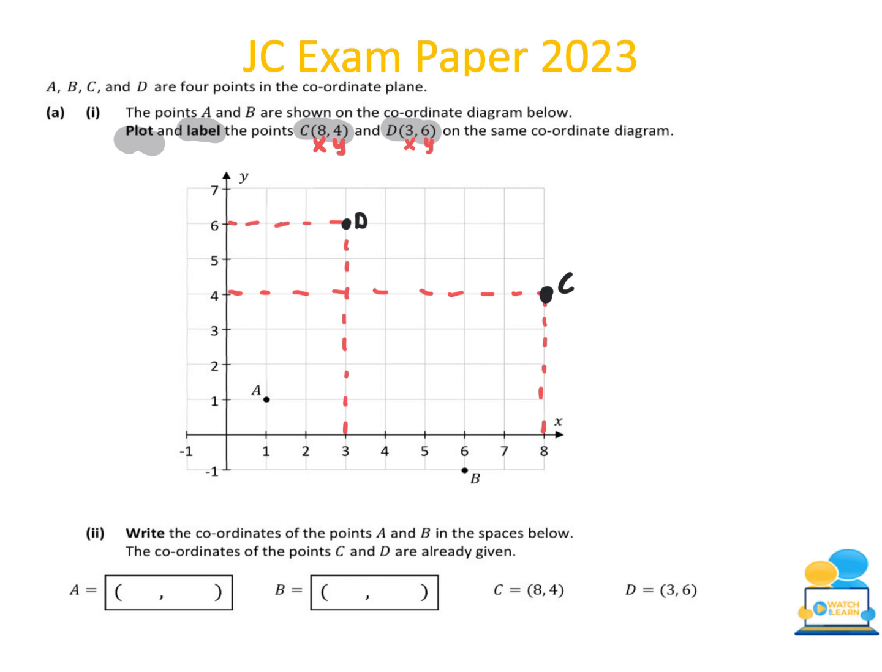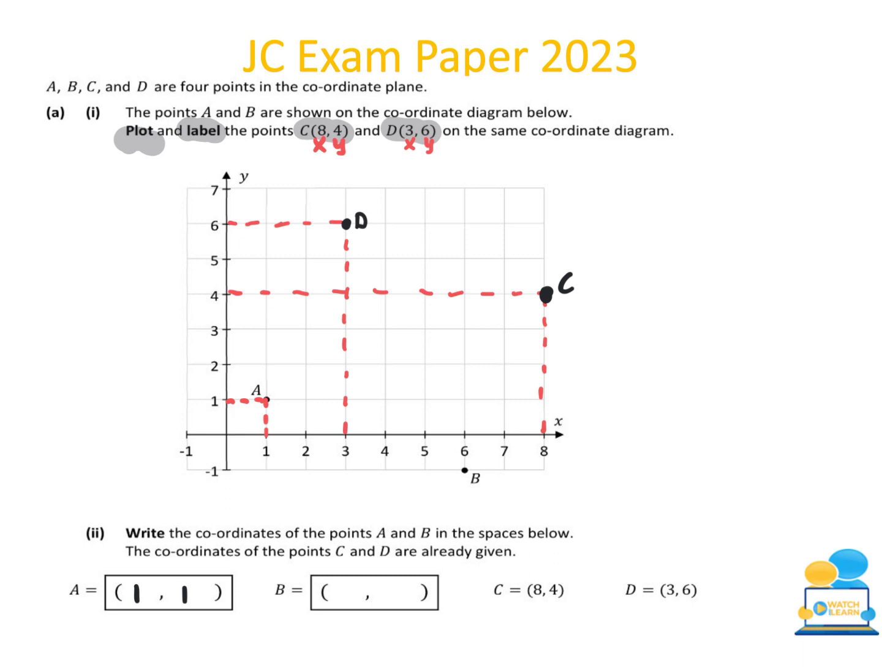The second part of this question says, write the coordinates of the points A and B in the spaces below. The coordinates of points C and D are already given. So this time we're doing the opposite of what we've done in part 1. We're looking at the points A and B and we're going to say where they fall on the X-axis and on the Y-axis and write those coordinates. So again, looking at the X-axis first for point A, it lies at 1. And looking at the Y-axis for A, it lies at 1 as well. So the coordinates of point A is the point (1, 1).